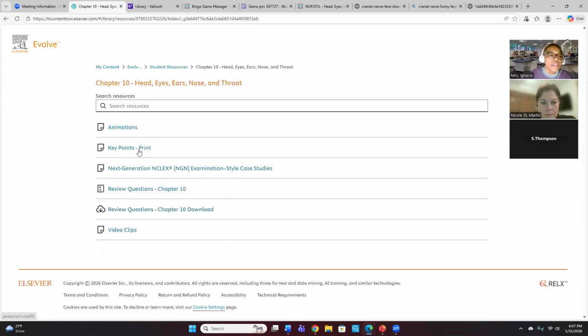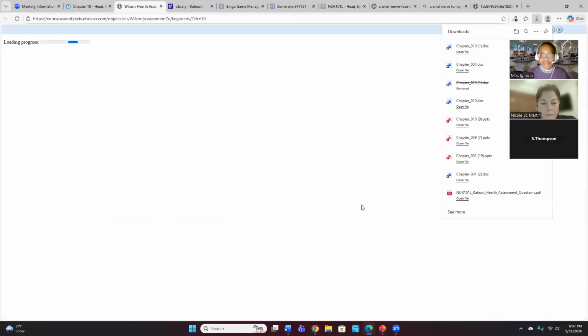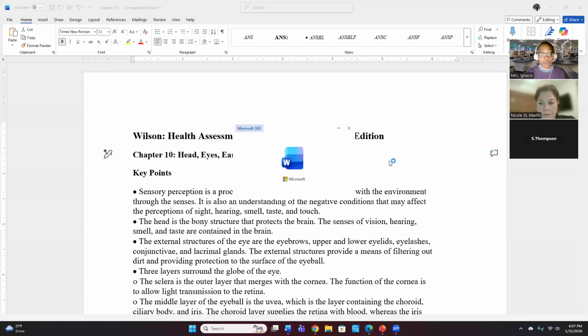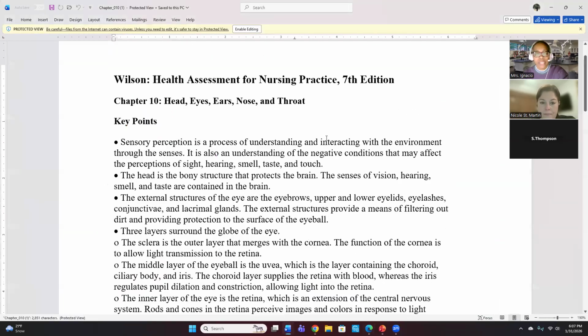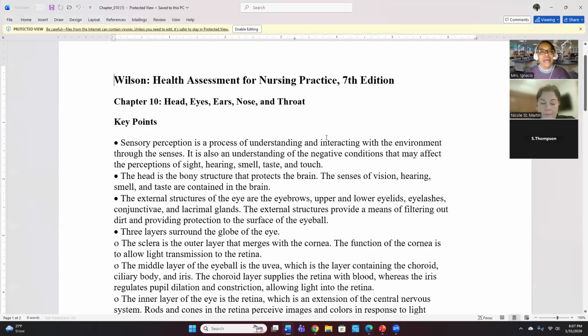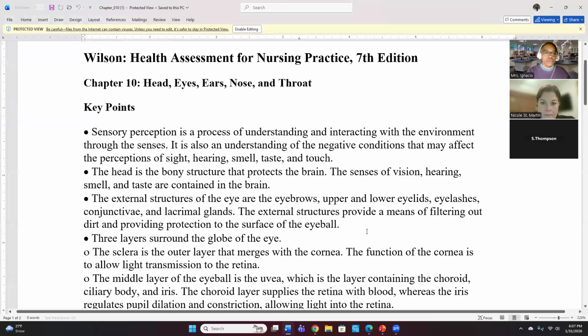Then you go to key points. These key points will come up as a Word document. I do recommend you read the textbook before going to class with your classroom instructor, and also print out these key points. During your classroom instruction, you should be going over this, and you should actually have questions. So I would advise coming to your classroom instructor with questions after reading these key points.